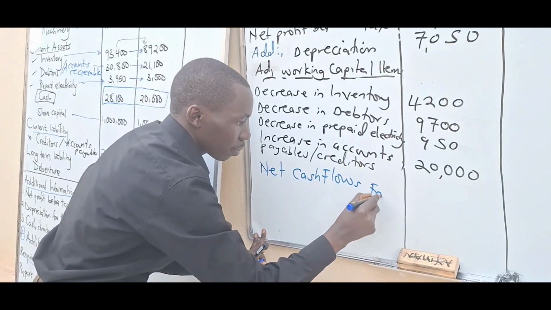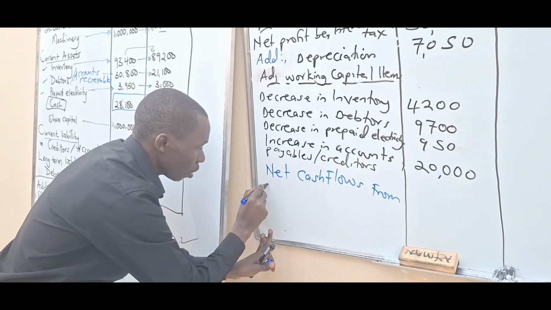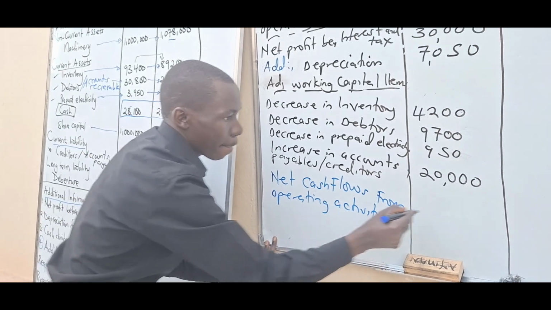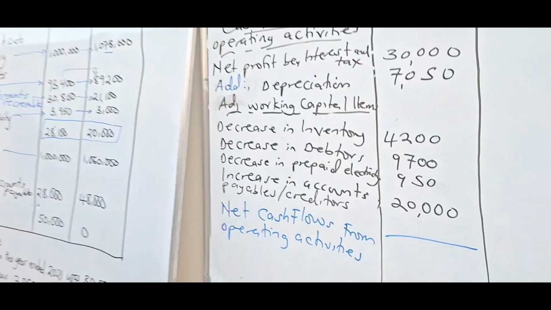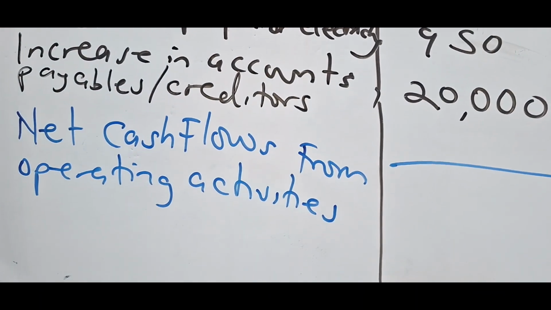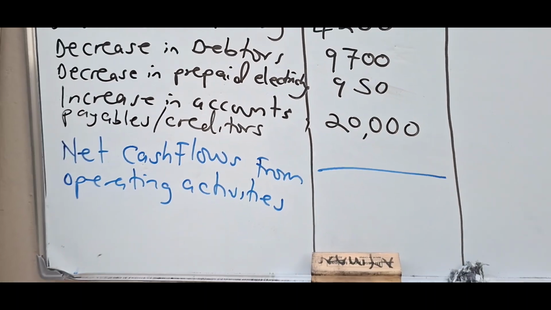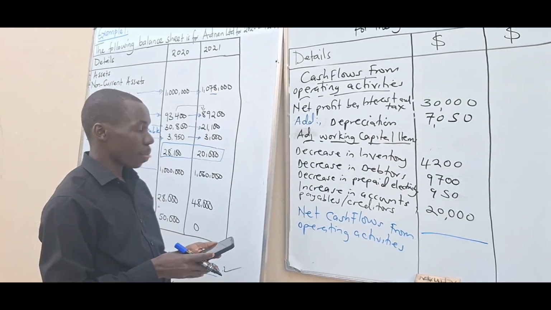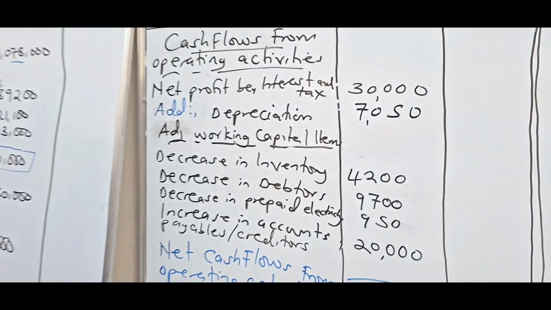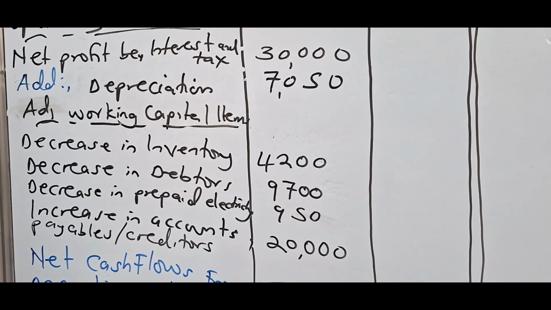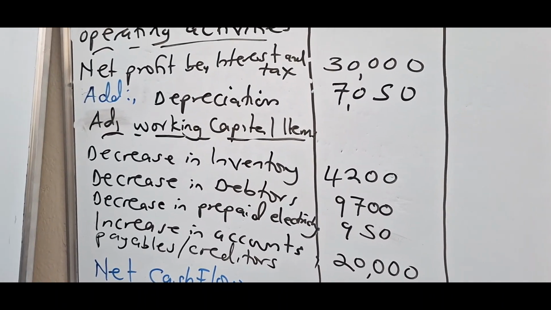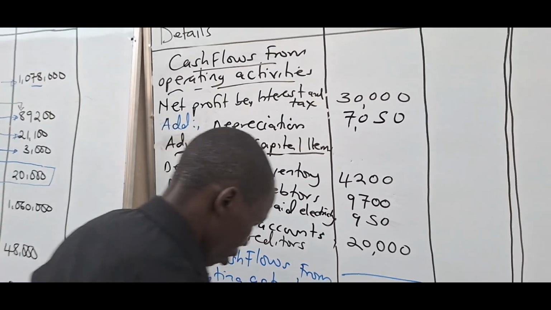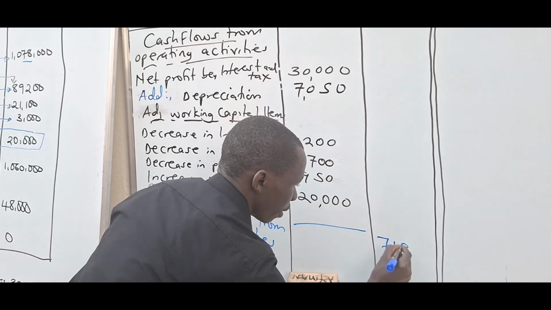Let's add this: net cash flows from operating activities. Remember, you have to separate cash flow from financing, operating, and investing. That is 30,000 plus 750 plus 4,200 plus 9,700 plus 950 plus 20,000, and you get 7,900.